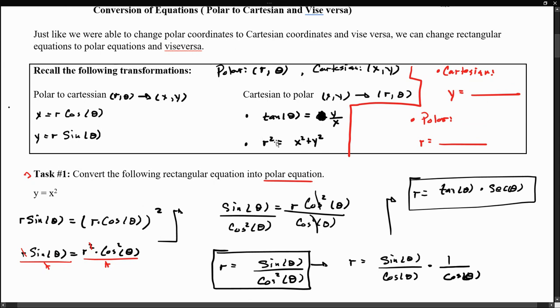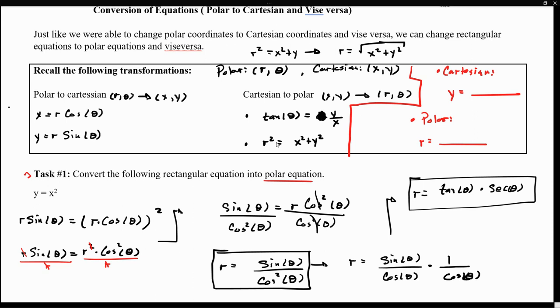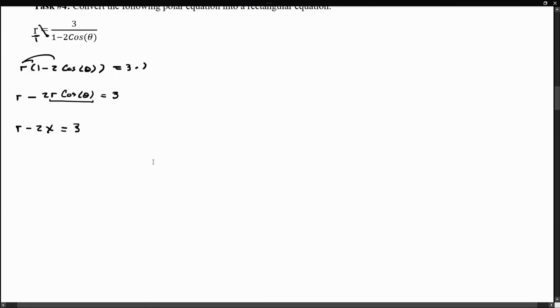But since r squared equals x squared plus y squared, then it is also true to say that r is equivalent to the square root of x squared plus y squared. So therefore, we can go back to our problem and now substitute the value for r. So now, r, that's equivalent to the square root of x squared plus y squared, minus 2x equals 3.